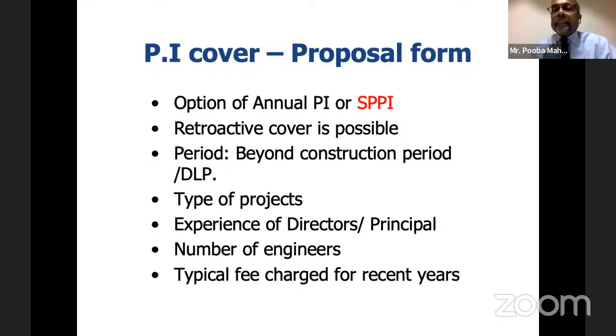No. When the SPPI is arranged, the owner already takes care of that payment. He already arranged it, but he has to declare to the insurance company that there are a total of 14 consultants involved. There's the M&E consultant, there's a structural consultant, they also have a landscape consultant and traffic consultant, a total of 14 consultants in the job. So the entire premium is taken care of by the owner. Yes, owner, for a big job.